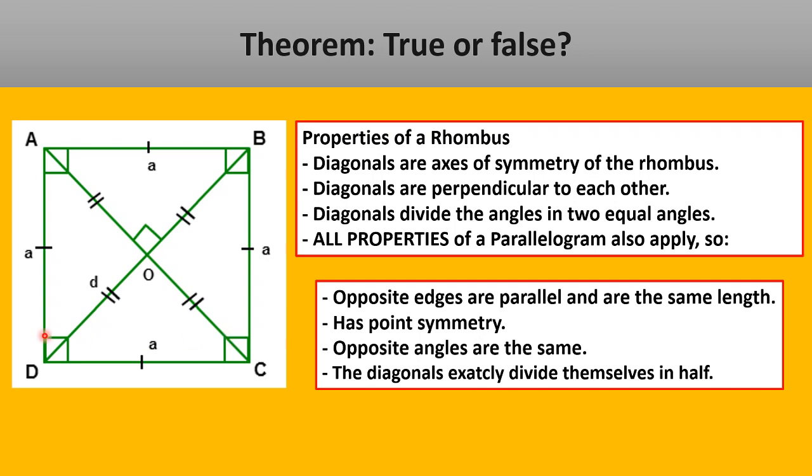If those angles are also 90 degrees, then you get a square.